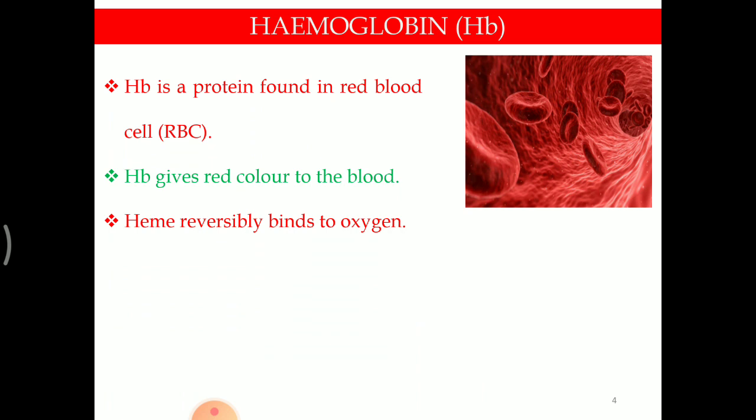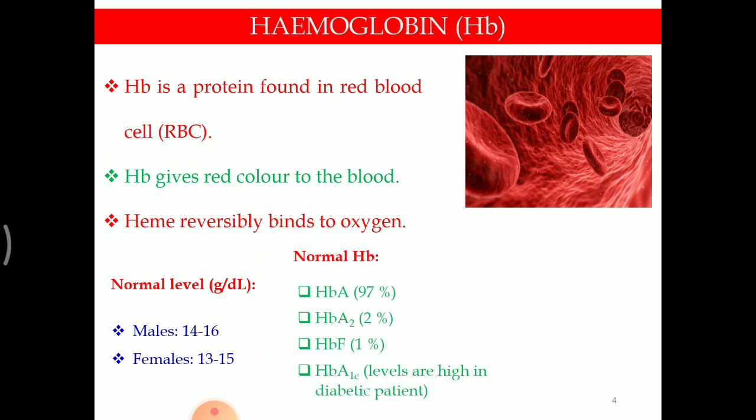Hemoglobin is a protein found in red blood cells. It gives red color to the blood and it reversibly binds to oxygen. The normal level of hemoglobin for adult males is about 14 to 16 grams per deciliter. For adult females, it is about 13 to 15 grams per deciliter. The various types of hemoglobin are hemoglobin A, hemoglobin A2, hemoglobin F and hemoglobin A1C.